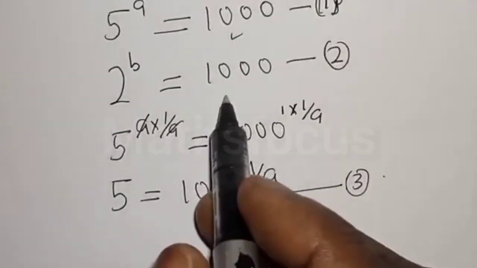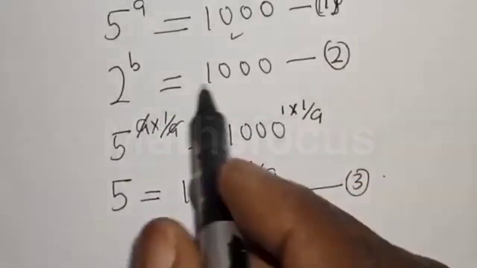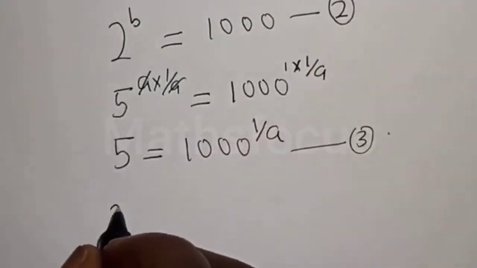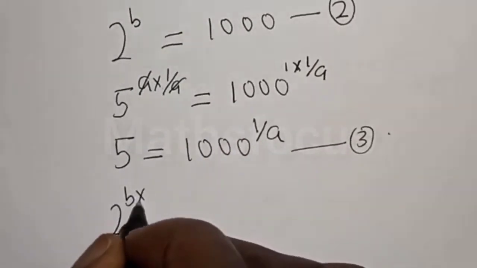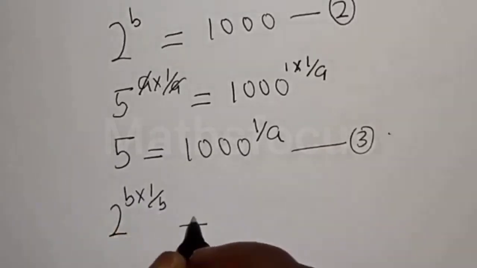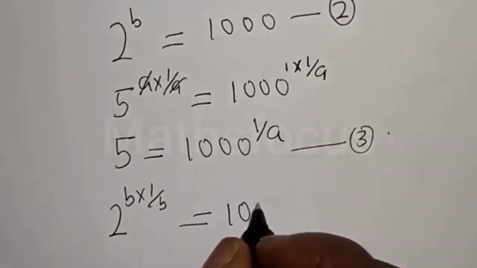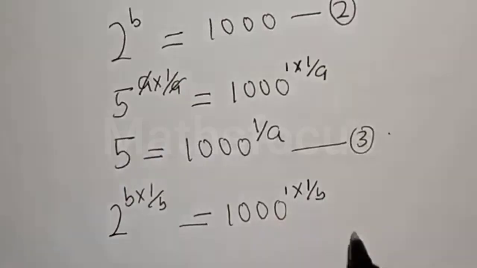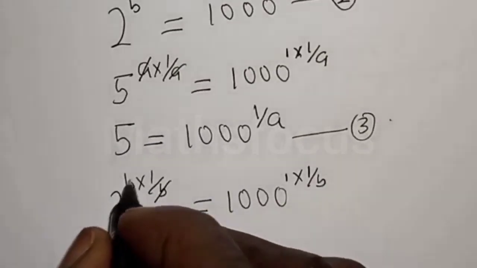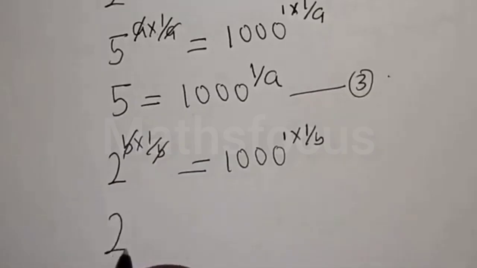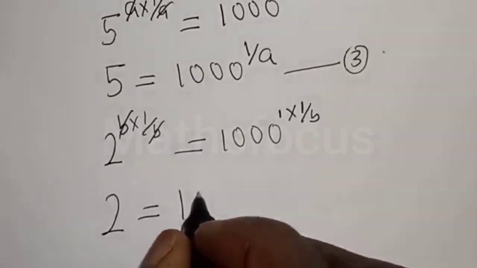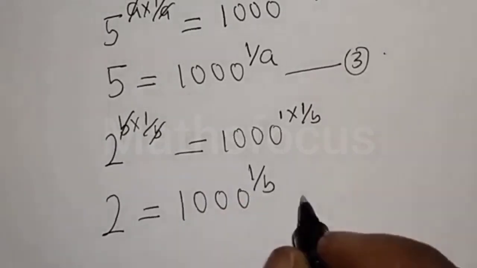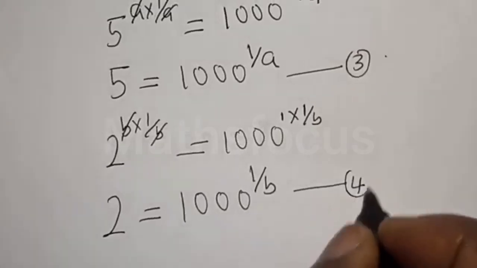Then also from equation 2, we multiply the exponents of both sides by 1 divided by b. That is, we have 2 raised to power b multiplied by 1 divided by b is equal to 1000 raised to power 1 multiplied by 1 divided by b. Then this one will cancel this. We have 2 is equal to 1000 raised to power 1 divided by b. Now let's call this equation 4.